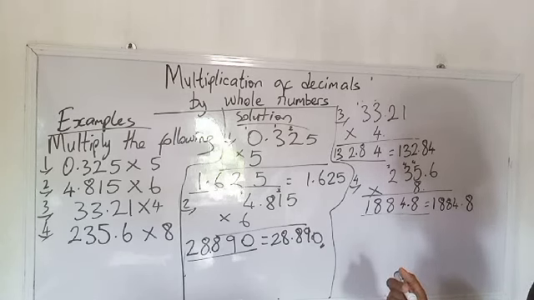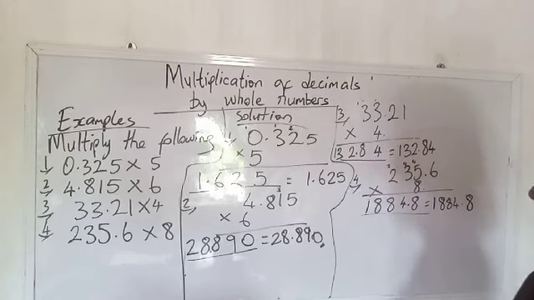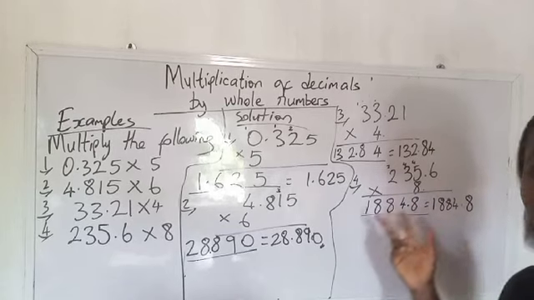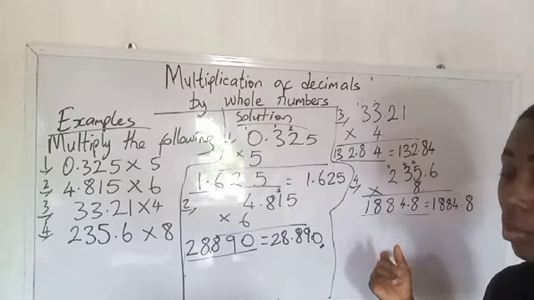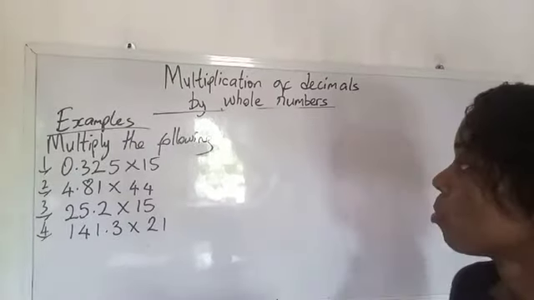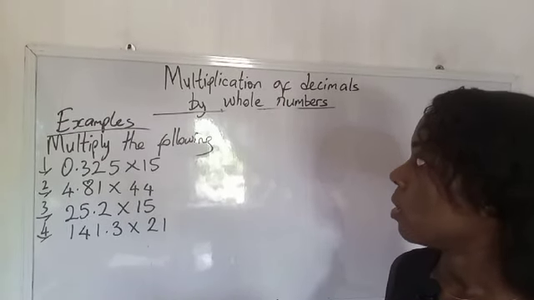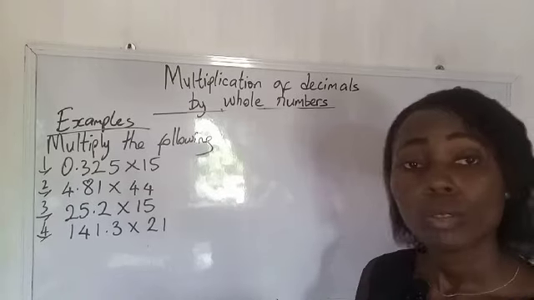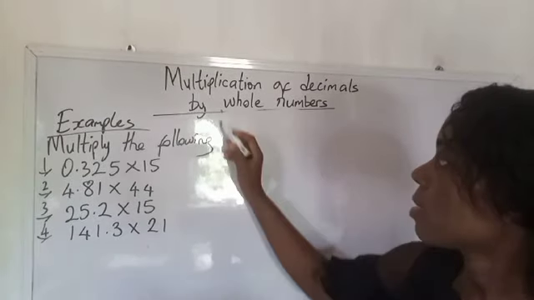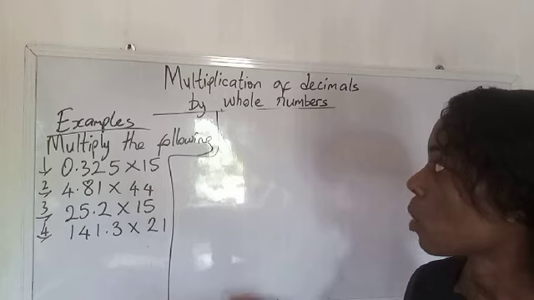That's it. Okay, so someone would ask, what if we have 2-digit numbers? What if I'm multiplying by 2-digit numbers? Let's see. On the board we have some questions on multiplication of decimals by 2-digit numbers. So let's multiply the following and see what we'll get.